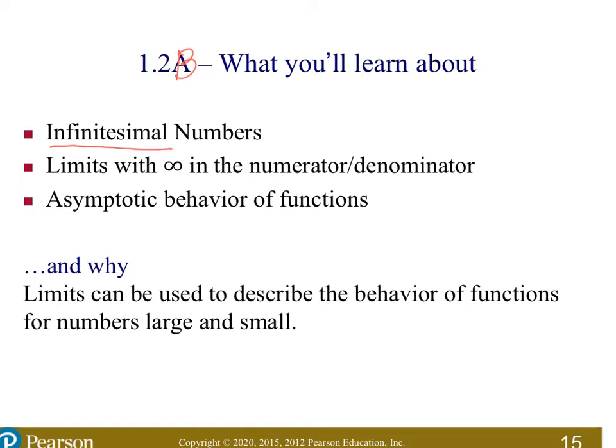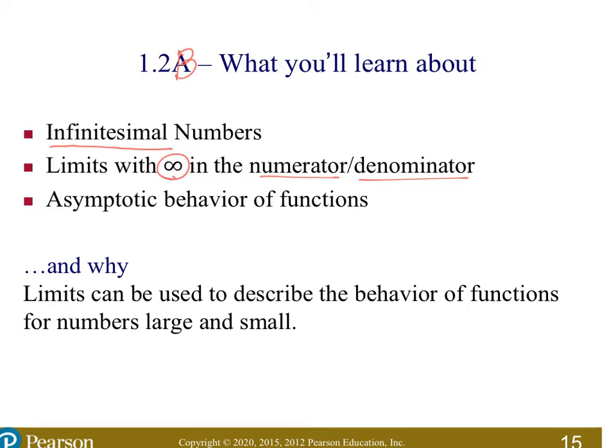Those ideas that you've got infinity, which is the largest number you can think of, and then we have the smallest number that you can think of. So that would be 0 plus or 0 minus is the smallest number. We'll talk about what to do with infinity when it shows up in both the numerator and the denominator and how that connects to asymptotes as well.